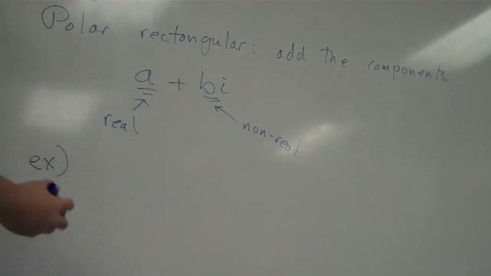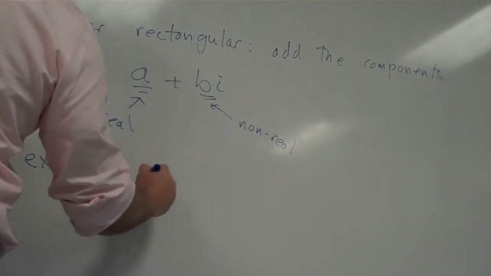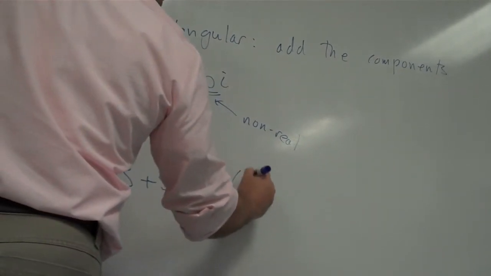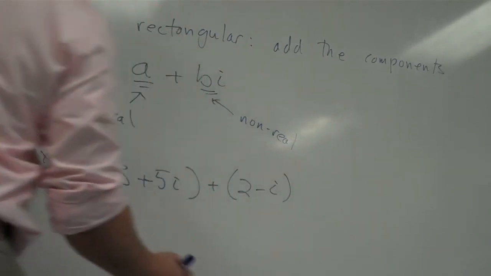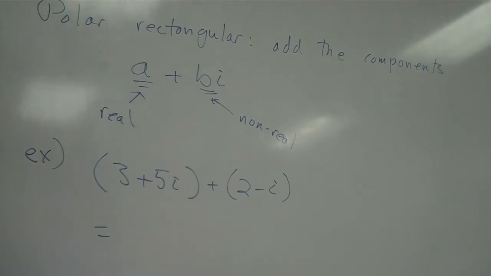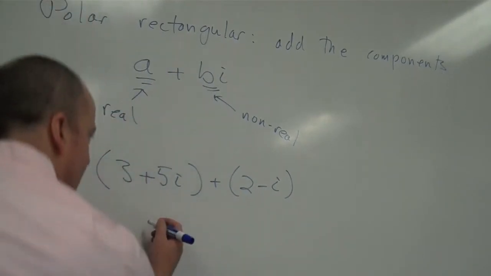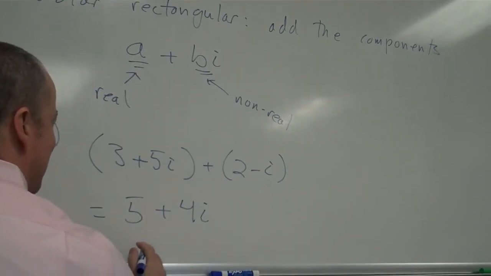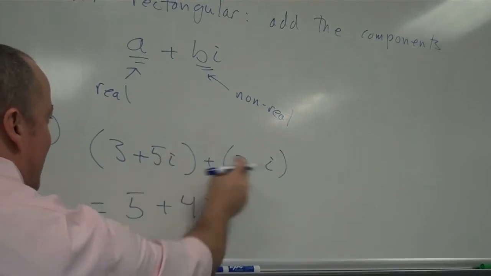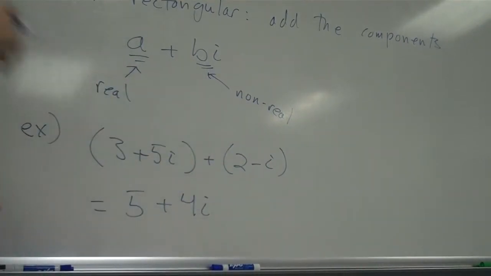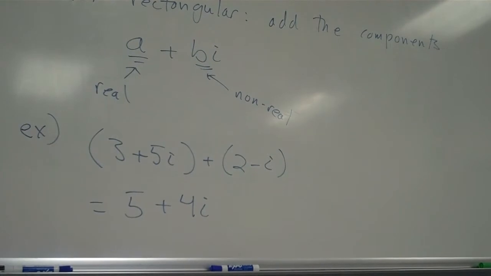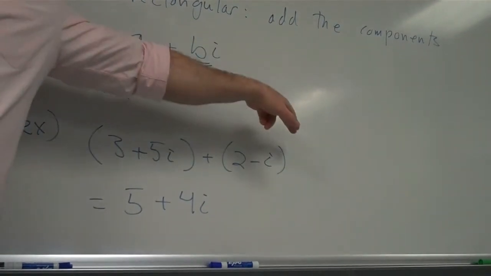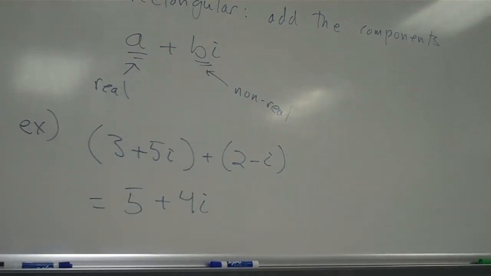So in rectangular form, if I say what's 3 plus 5i plus 2 minus i, what do you think the answer would be? Oh, so it's 5 plus 4i. Yes, 5 plus 4i. Congratulations. 3 plus 2 is 5. 5i minus 1i is 4i. You just add the components. If I put subtraction here, you make sure to distribute the subtraction before you work it out.